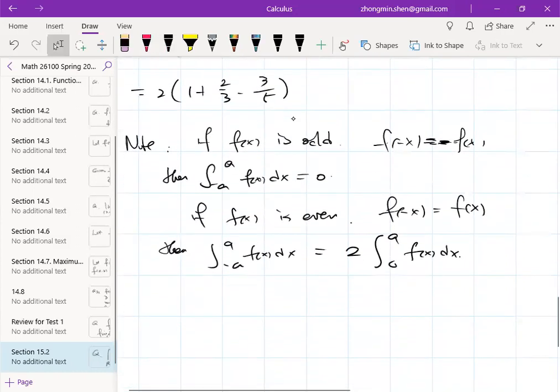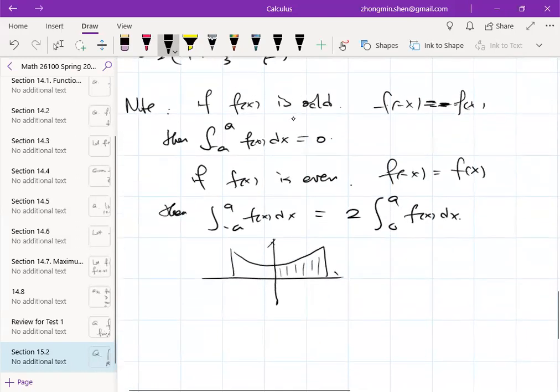It's easy to understand from the picture. For example, like this. This is an even function, right? So the integral on the left-hand side is about the area of the region. The area of the region is going to be double the area of the region on the right-hand side because it's symmetric, right? These two sides of the region are identical.